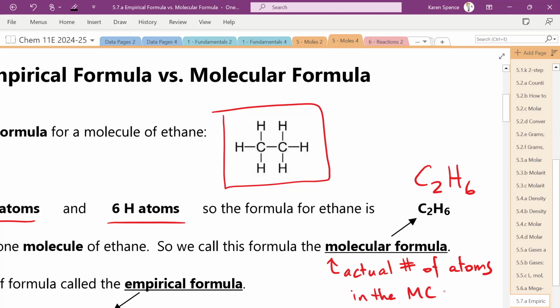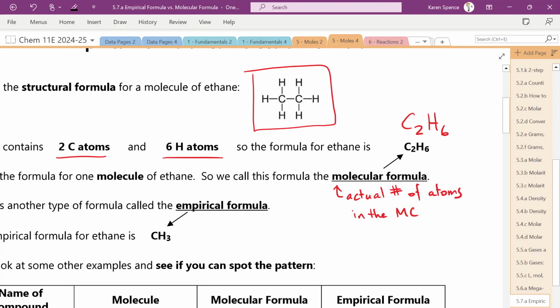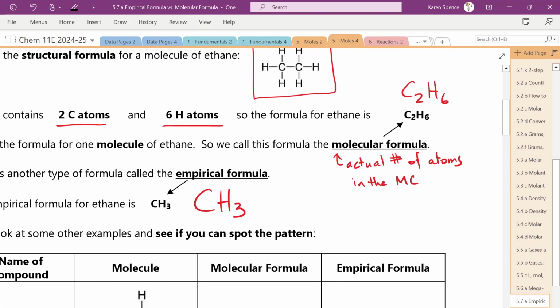Now, you may or may not remember the empirical formula. Anyone remember the empirical formula? Little bit? Okay. If you do, that's great. The empirical formula for C2H6 is CH3. Okay. And we're just going to take a look at a bunch of other ones here.